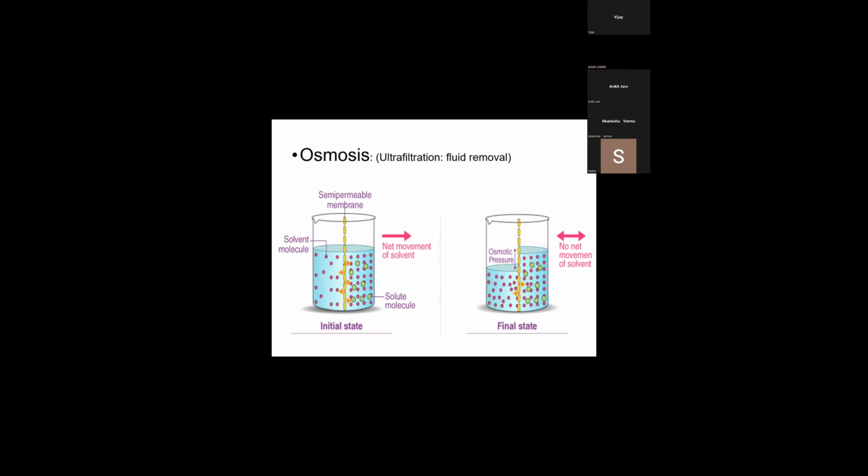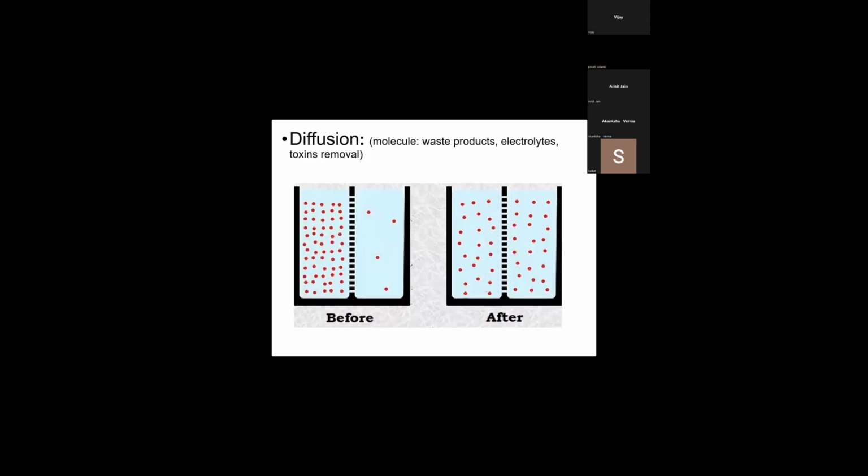Osmosis is the movement of solvent from the area of low solute to the area of high solute. The second process involved is diffusion, which is the process of movement of solute from the area of its high concentration to the area of low concentration. So the image is showing movement of solute. The left side of the container had a high solute concentration. So it moved through the membrane, and the concentration of solute became equal on both sides of the membrane.